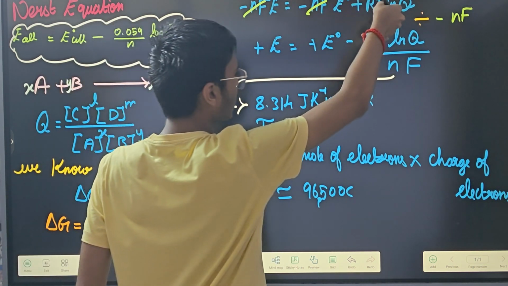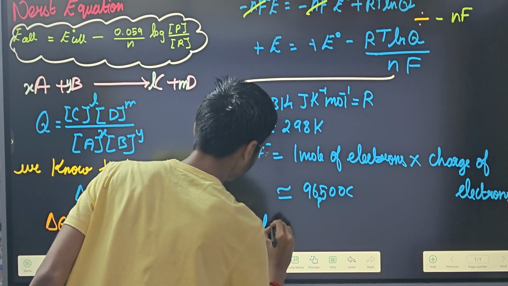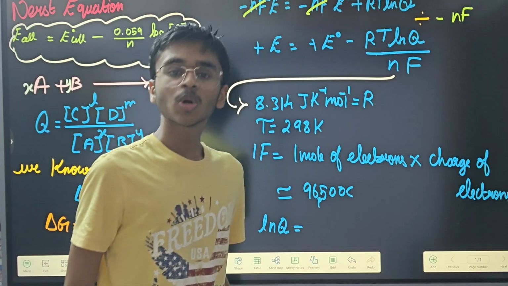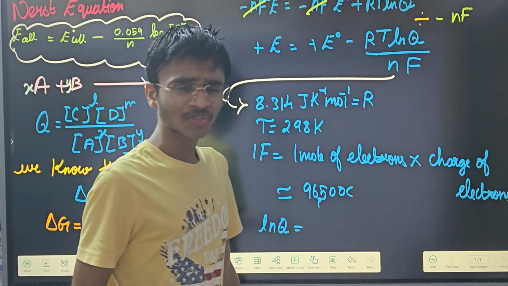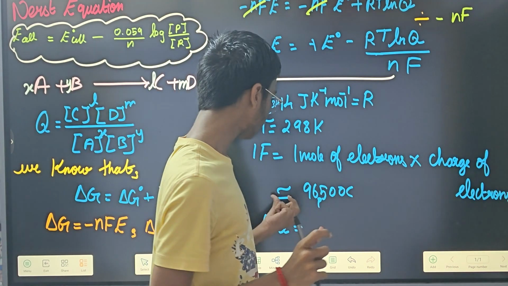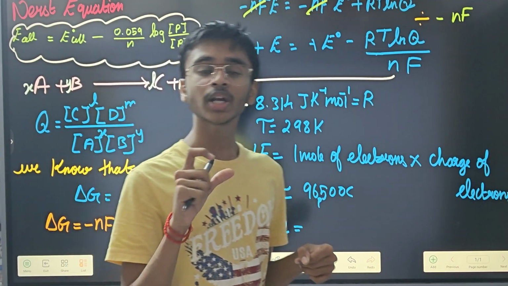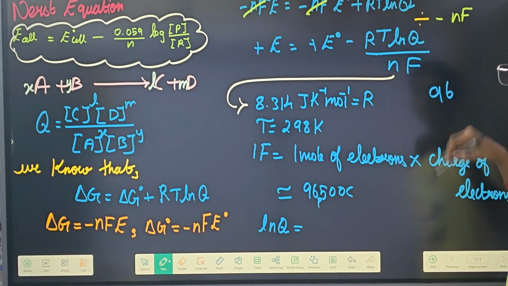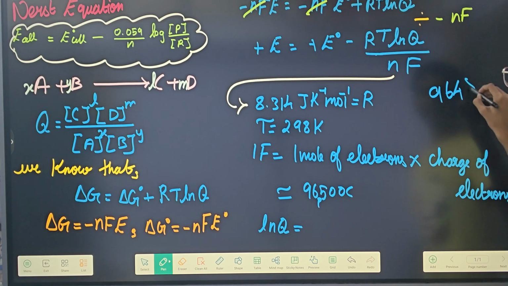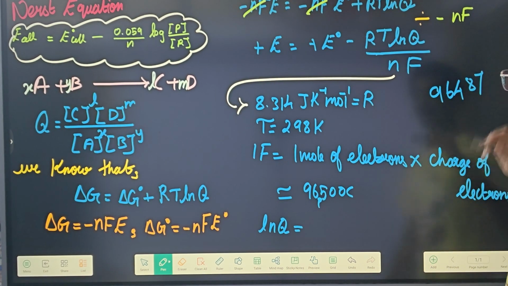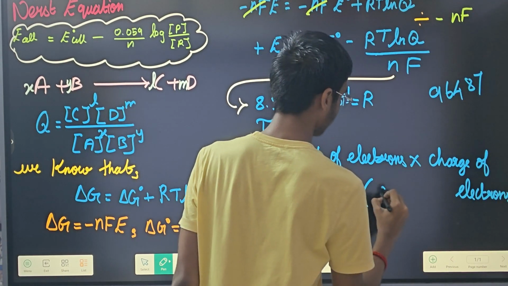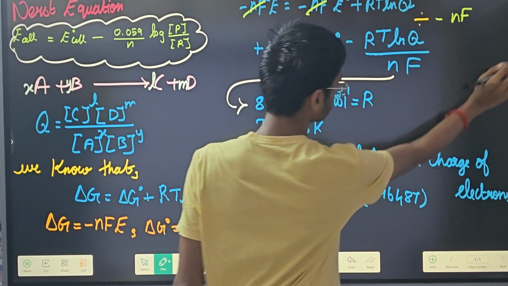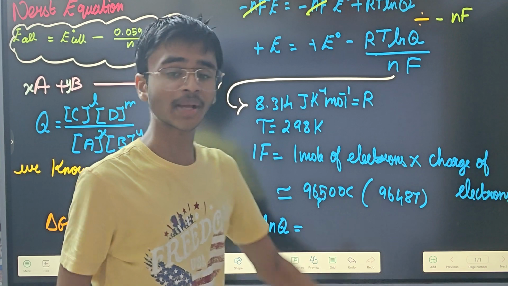Then N is number. So L and Q can be written as, coming to this point, 96,500. It is not the exact value; here I've written it approximately. The exact value according to NCERT is, I think, 96,487, which they have given as a very accurate value.